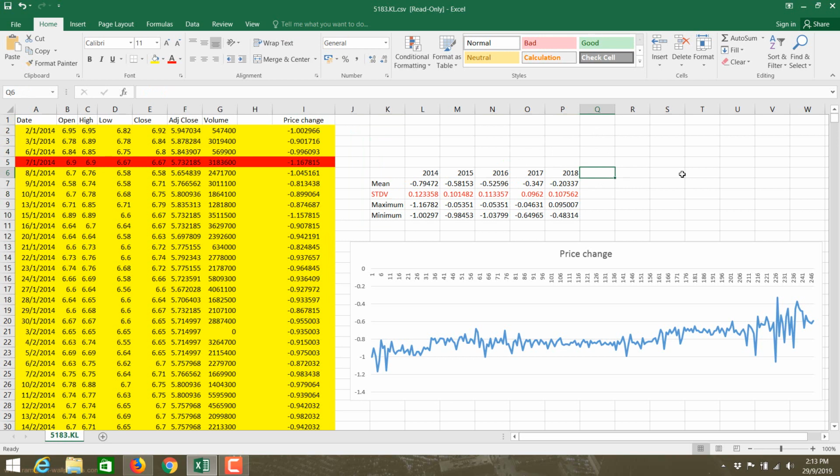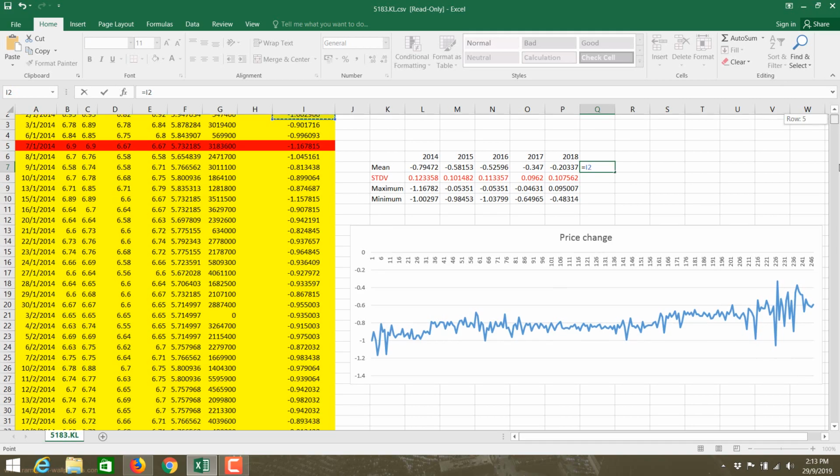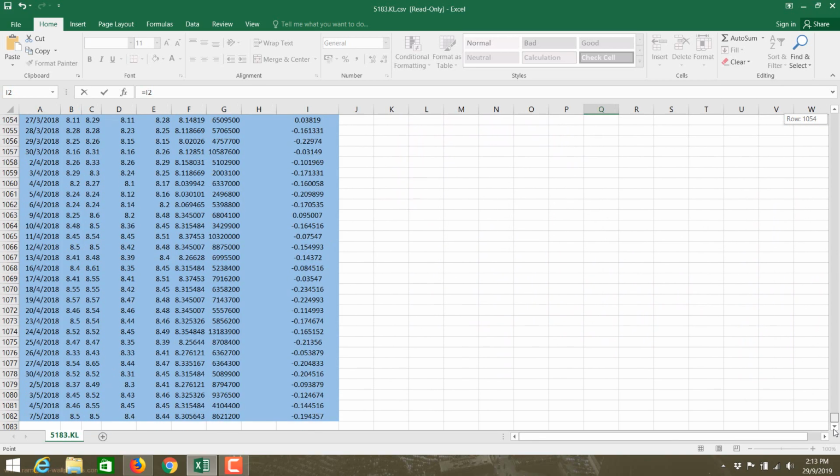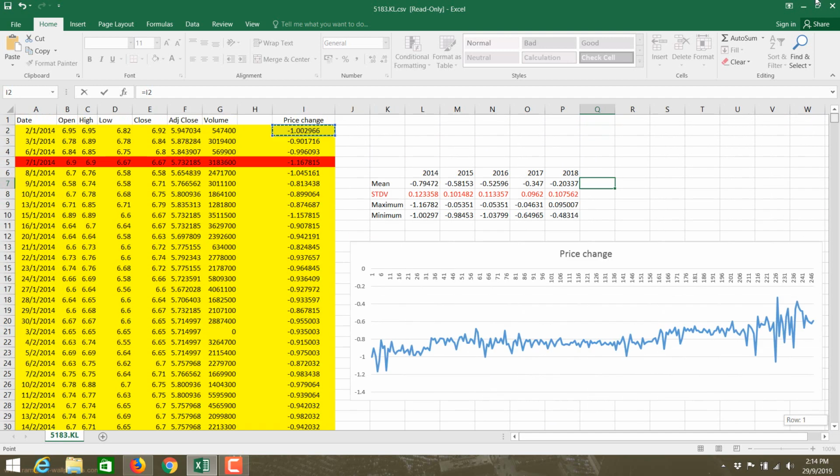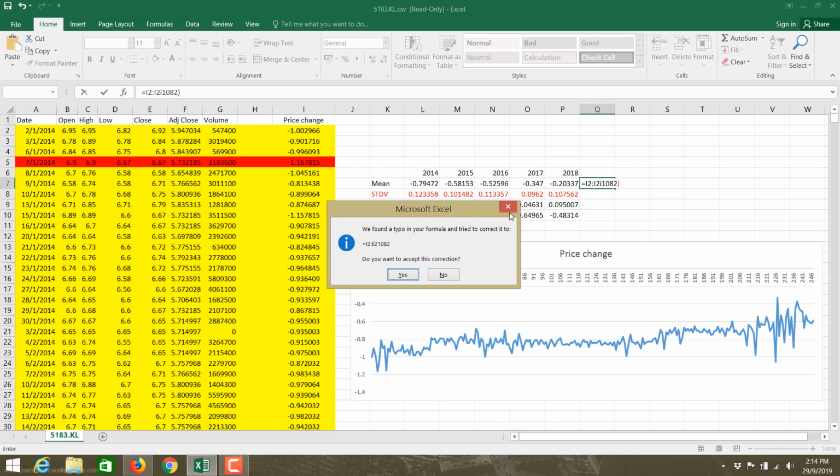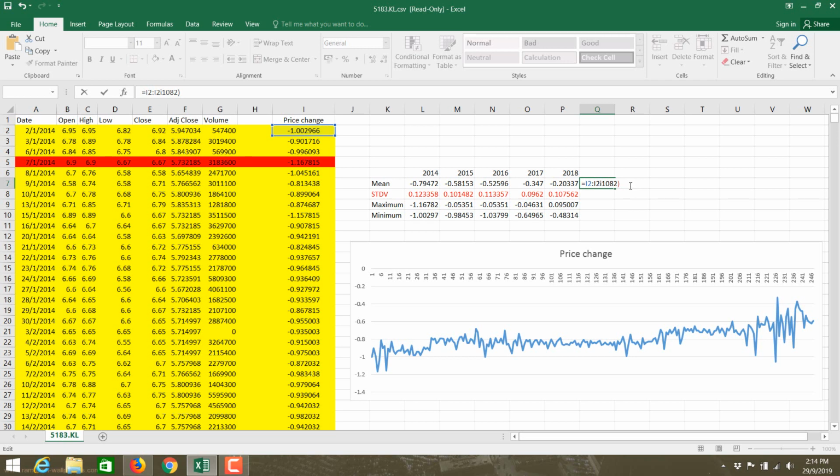Okay, compare. We can also look at the average of the overall. We can compute this by knowing this I2, and then we go to the bottom, I1082. Oh, we forgot to put the formula here. Average, bracket open and bracket close. Okay. I2, maybe we do it again. I2 colon I1082.